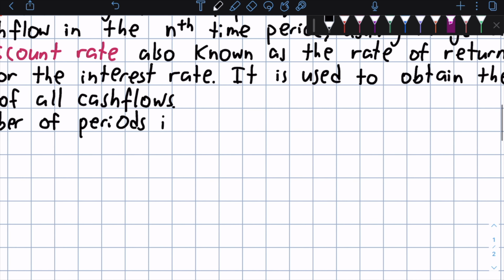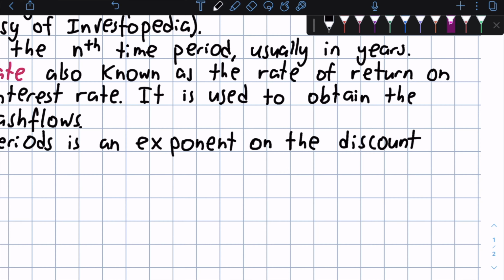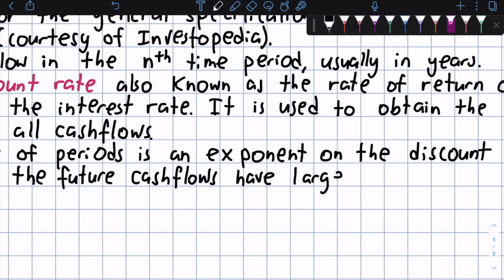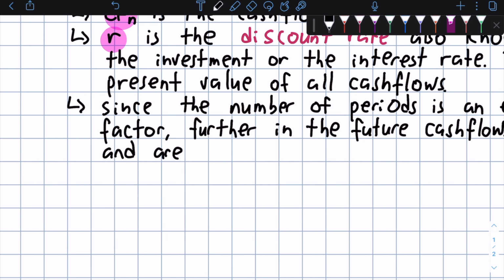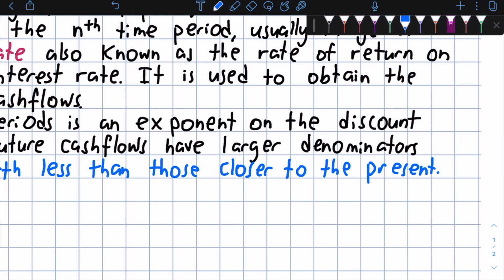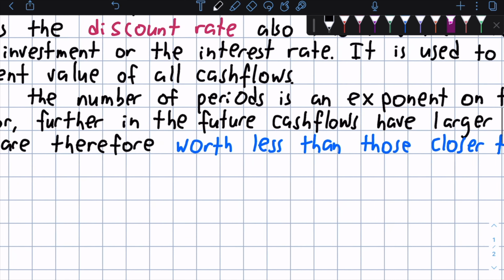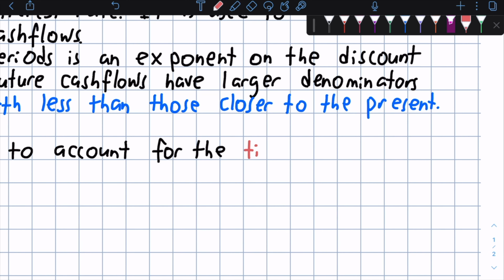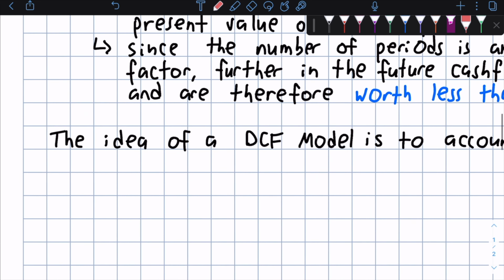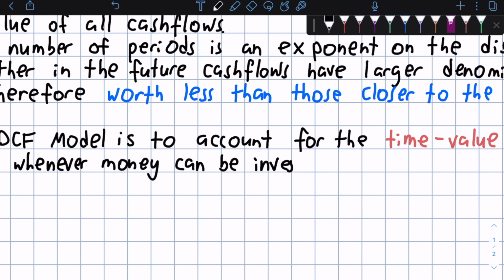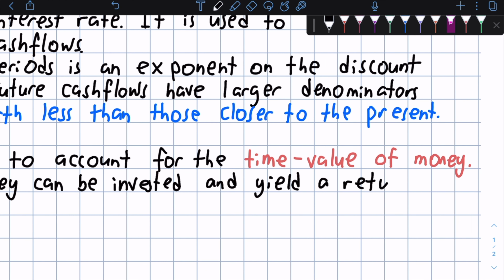So since the number of periods is an exponent on the discount factor, cash flows further in the future have larger denominators and are therefore worth less than those closer to the present. So as we're further out, it becomes worth less. Now, the idea of a DCF model is to account for the time value of money. And this is useful whenever money can be invested and yield a return R by looking at a specific investment vehicle.